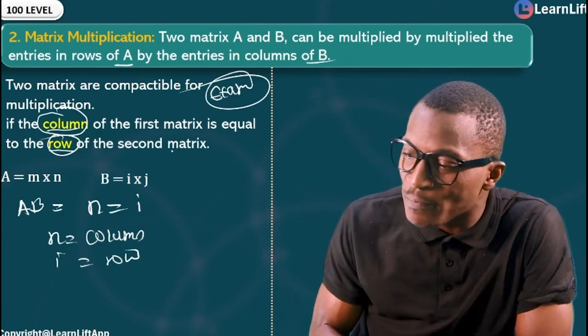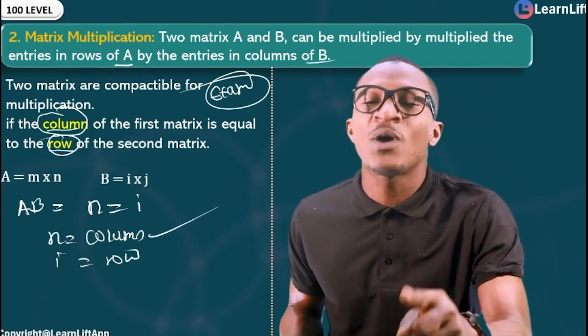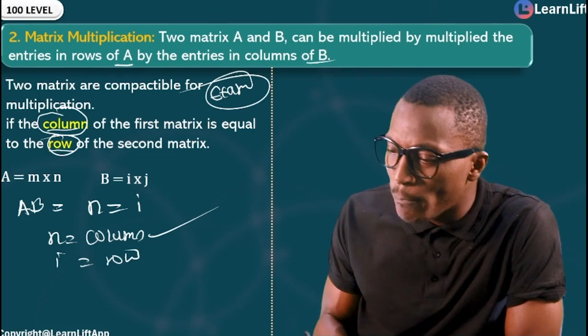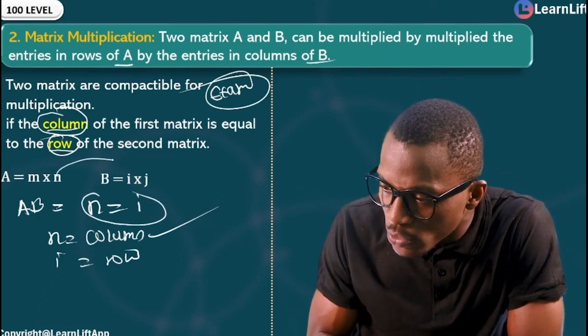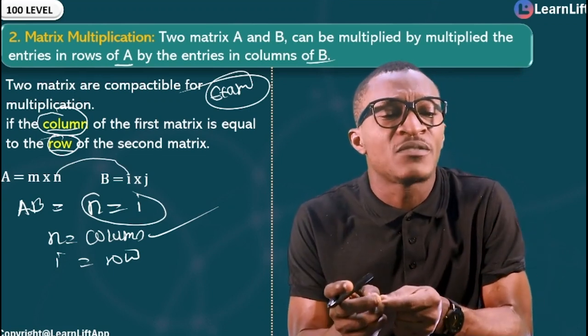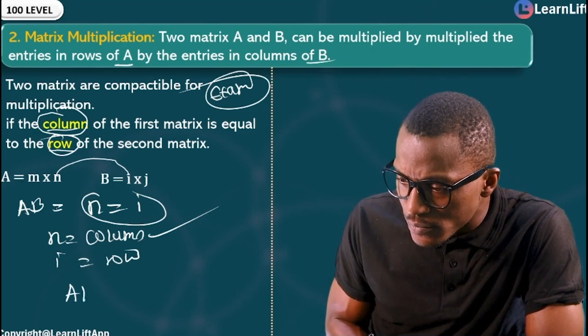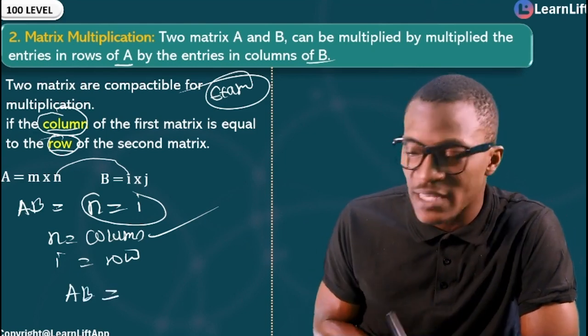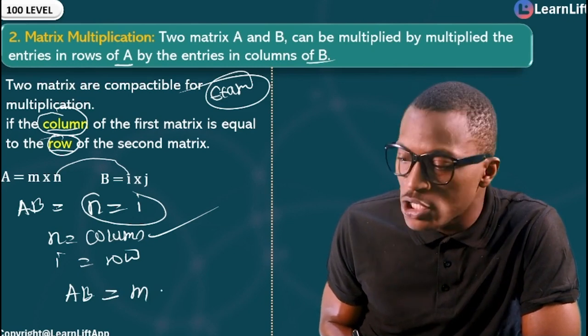Now, this is past question 1. You can now twist it. What will now be your answer? Remember that they are compatible if N is equal to I, that means if this is equal to this. They will now ask you, what will be the result of the matrix form? The product AB that we form will be equal to what is left: M is left, and J is left.